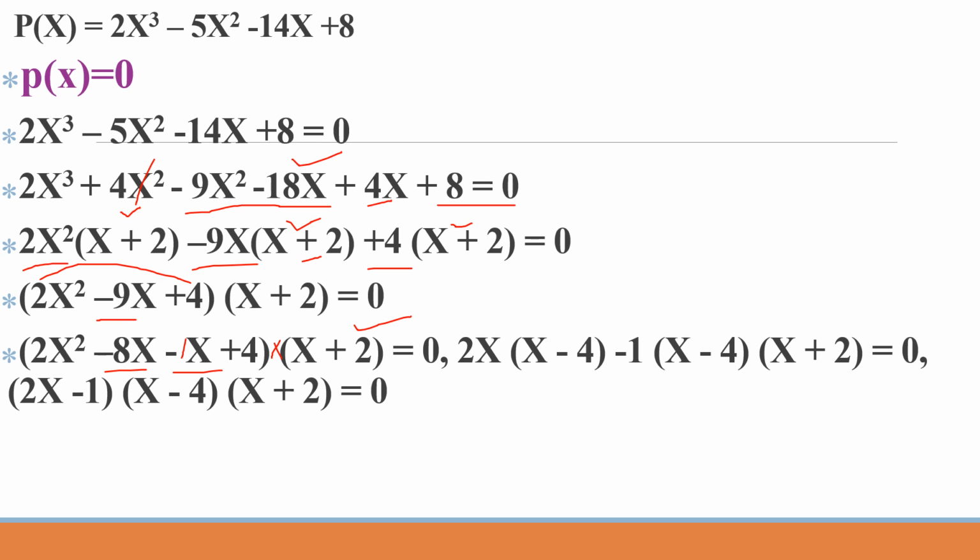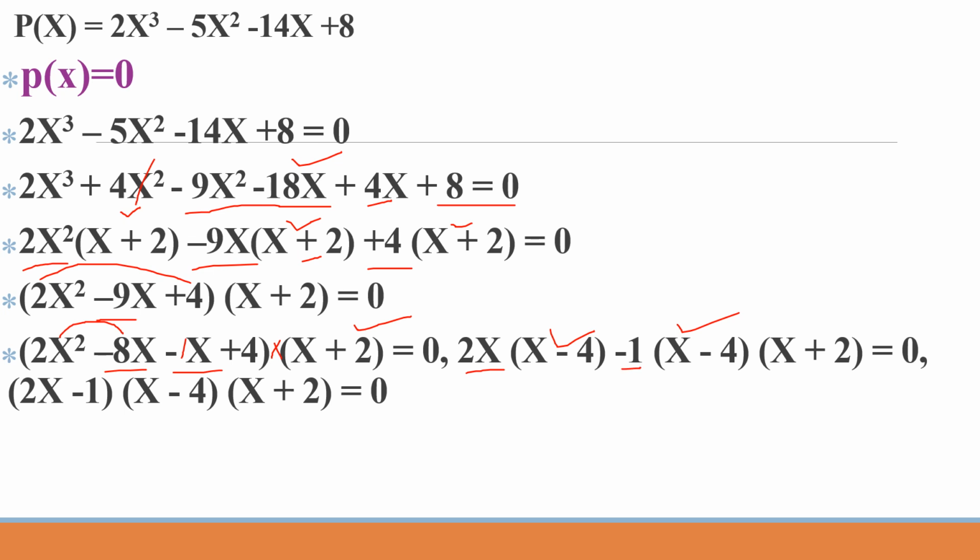From the first two terms we are going to take 2x common outside. It is x minus 4. And then we take minus 1 outside. It is again x minus 4. From the two terms we have got x minus 4 as common. So combining the remaining terms: 2x minus 1, x minus 4 and x plus 2 equal to 0.